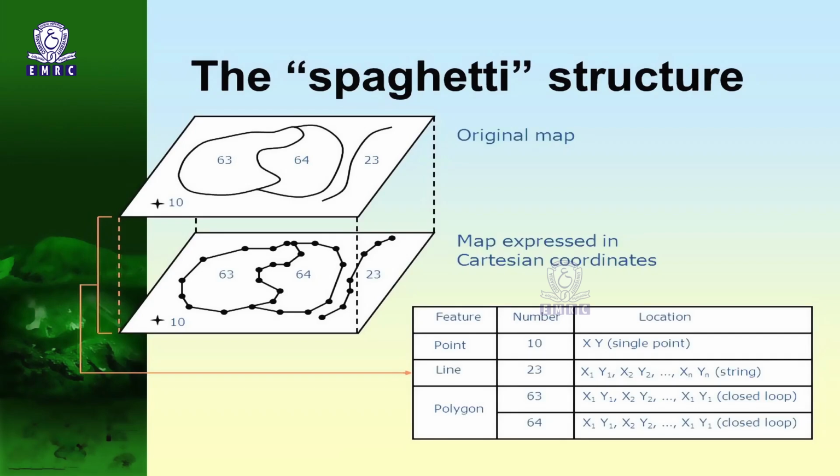Nevertheless, the simple structure of the spaghetti data model allows for efficient reproduction of maps and graphics, as this topological information is unnecessary for plotting and printing.